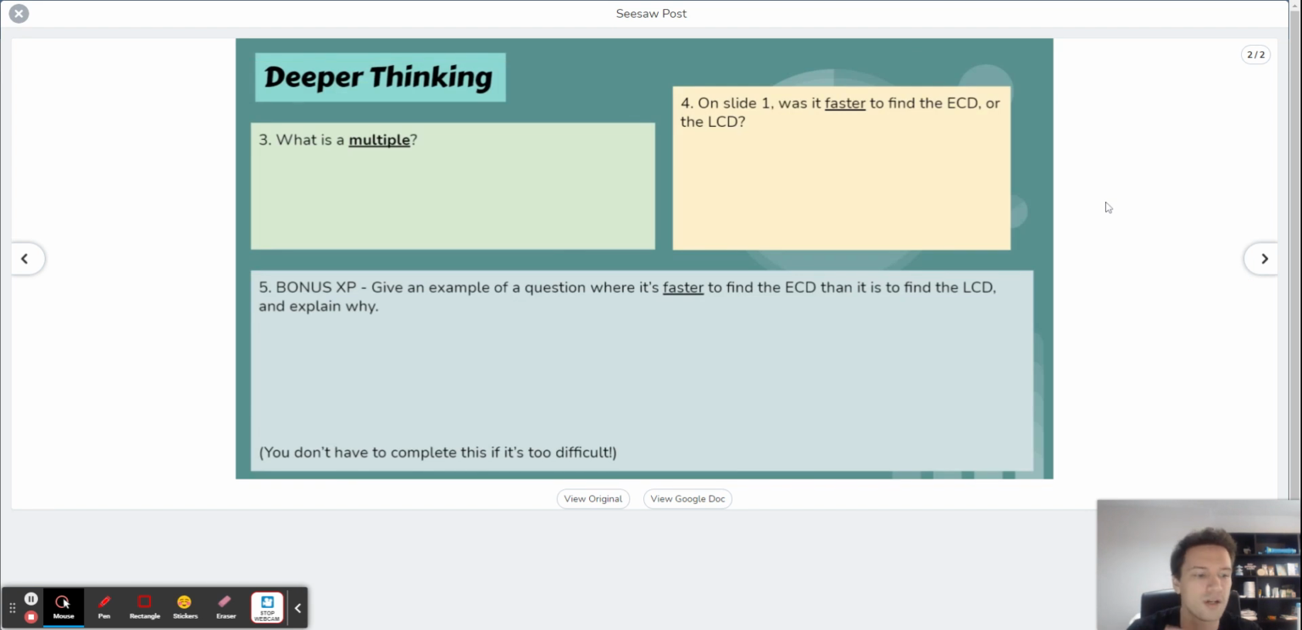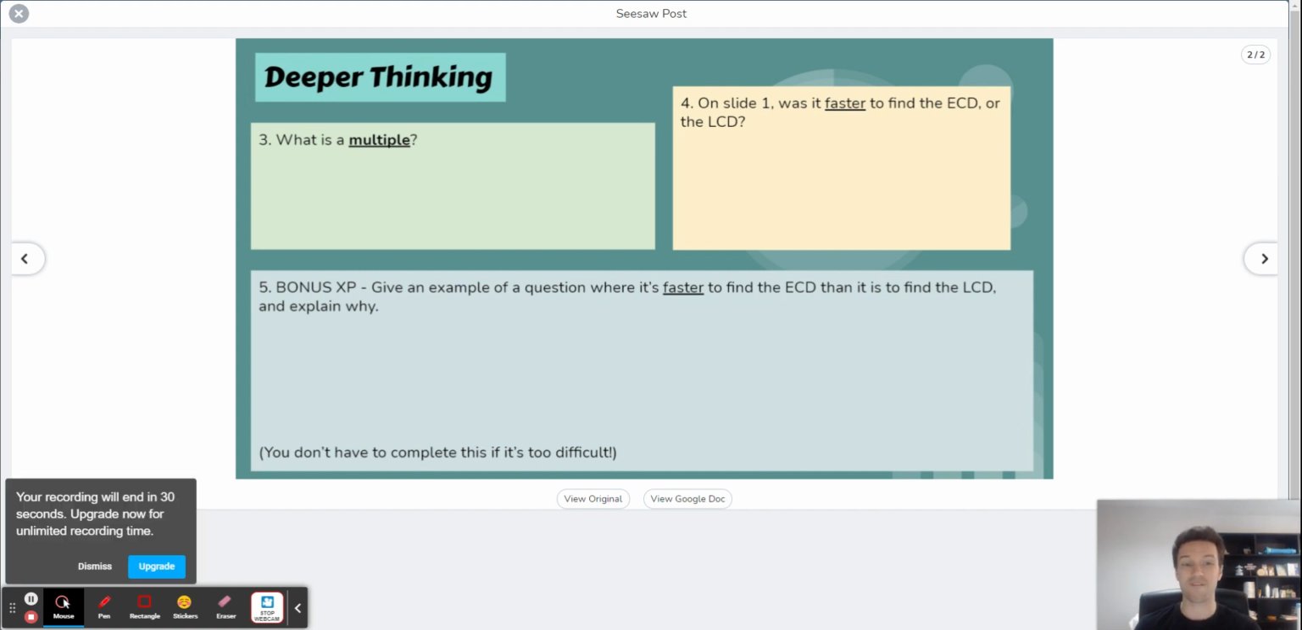For the second slide, we're going to think a little bit more deeply. So show me your understanding by telling me what a multiple is, and then reflect a little bit. In that question, was it faster to find the ECD or the LCD? Each question might be different, but how about this one? Now, if you want to challenge yourself, you don't have to. You can skip this question if you're low on time or you think it's difficult. But if you want to get some bonus XP, give me an example of a question where it's faster to find the ECD than it is to find the LCD. Try and figure out what kind of question that might work for.